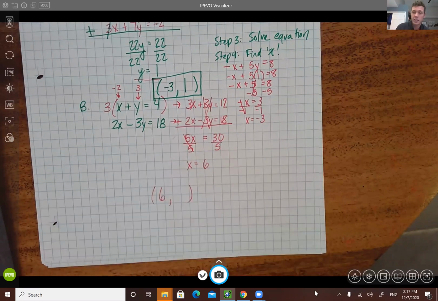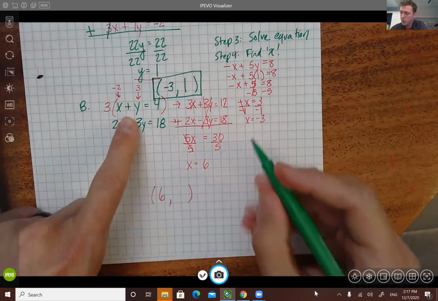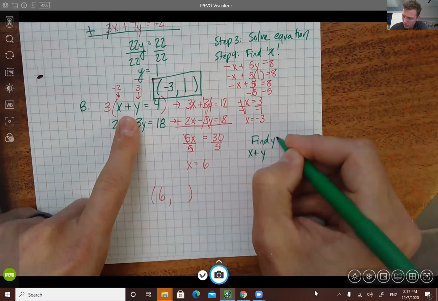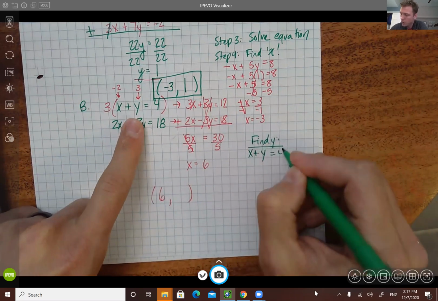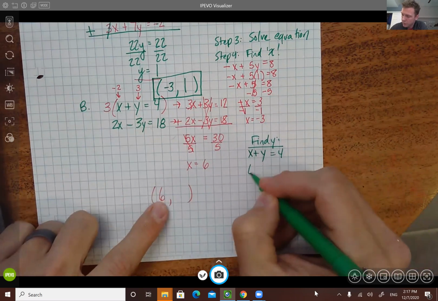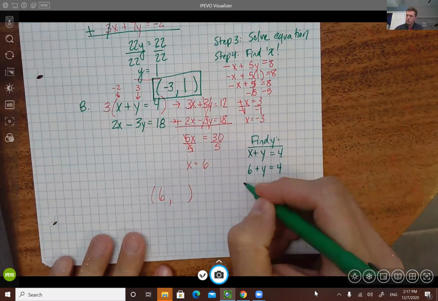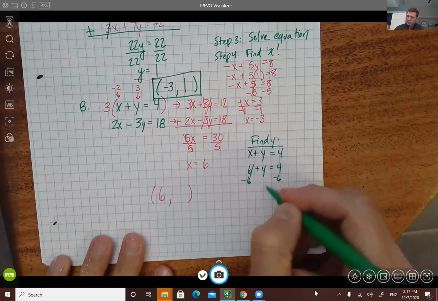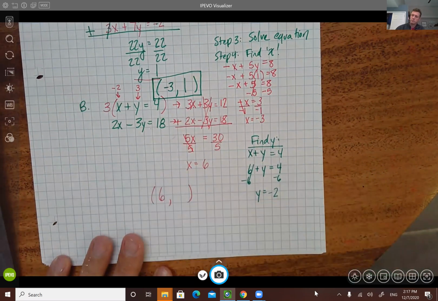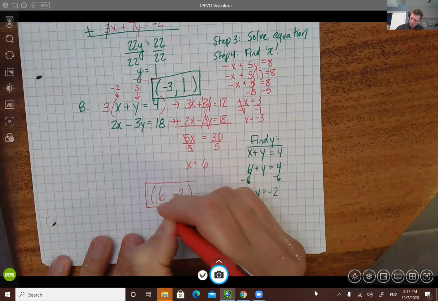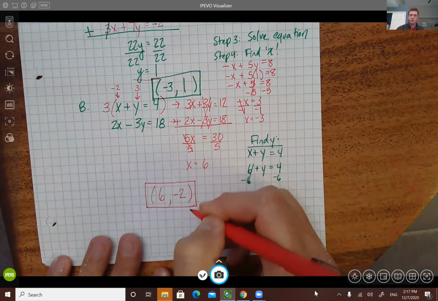All right, so in our answer, we know our x value, but we don't know our y. So I'm going to take this first equation, which says x plus y equals 4, and I'm going to put 6 in for x. So 6 plus y equals 4. I'll subtract 6. 4 minus 6 is a negative 2. That's your answer.